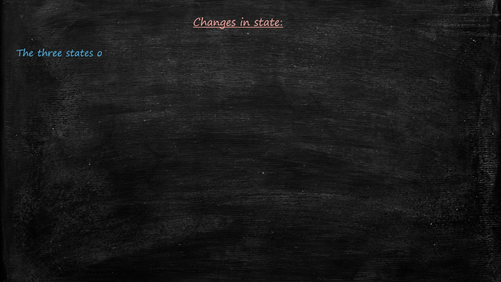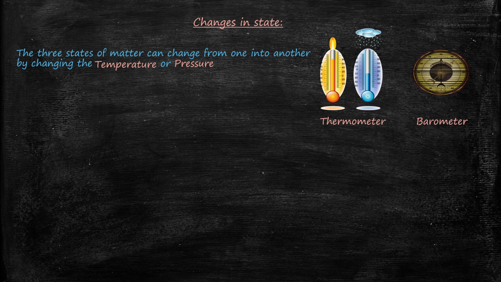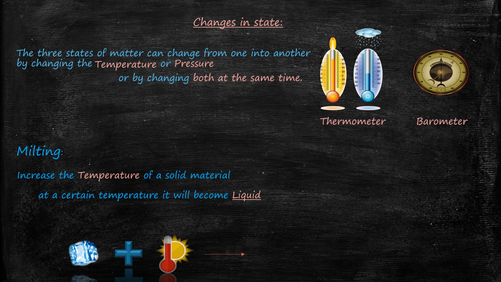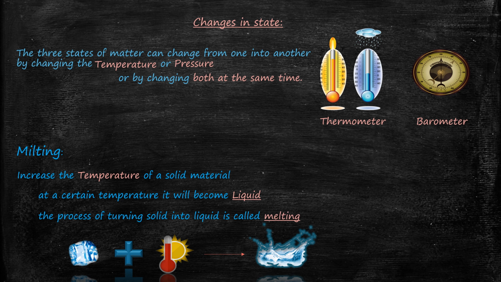The three states of matter can change from one into another simply by changing the temperature or pressure, or by changing both at the same time. So when we increase the temperature of a solid material like ice, at a certain temperature it will become liquid water. The process of turning solid into liquid is called melting. So whenever you hear the word melting, you should know that it means turning a solid material into a liquid.